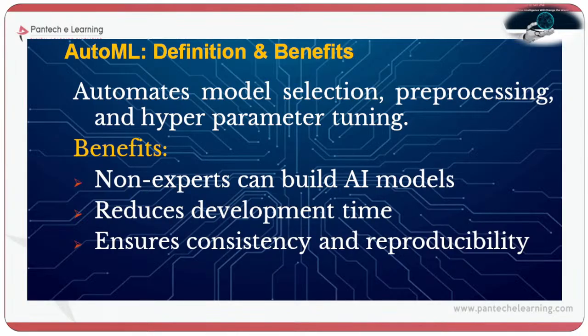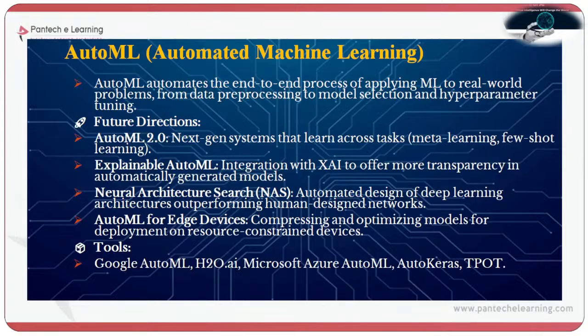Coming to the next one, it ensures consistency and reproducibility. If you are taking any type of things, then consistency is also very important if you are going through AutoML. I will show you how reducing development time and non-experts building AI models is possible. Before going to that, we can discuss some theoretical part here.